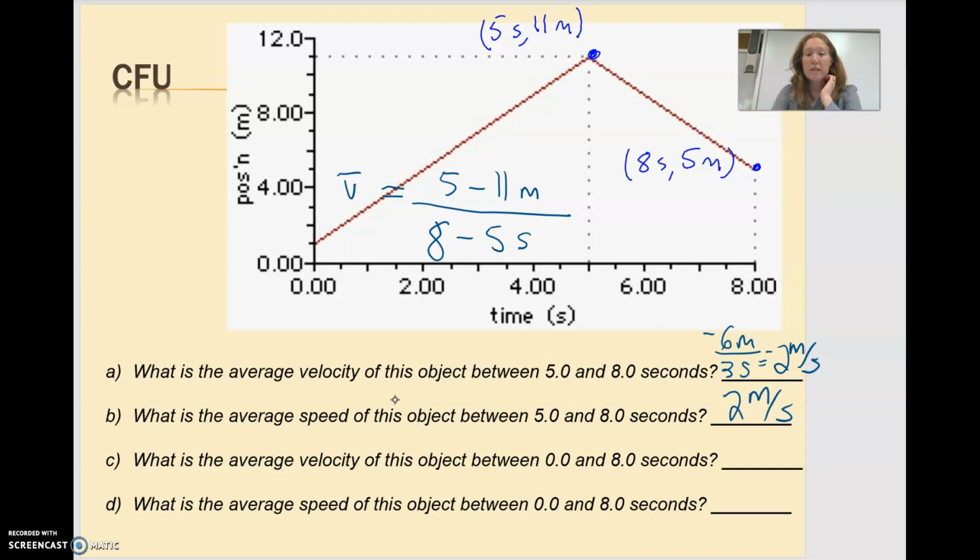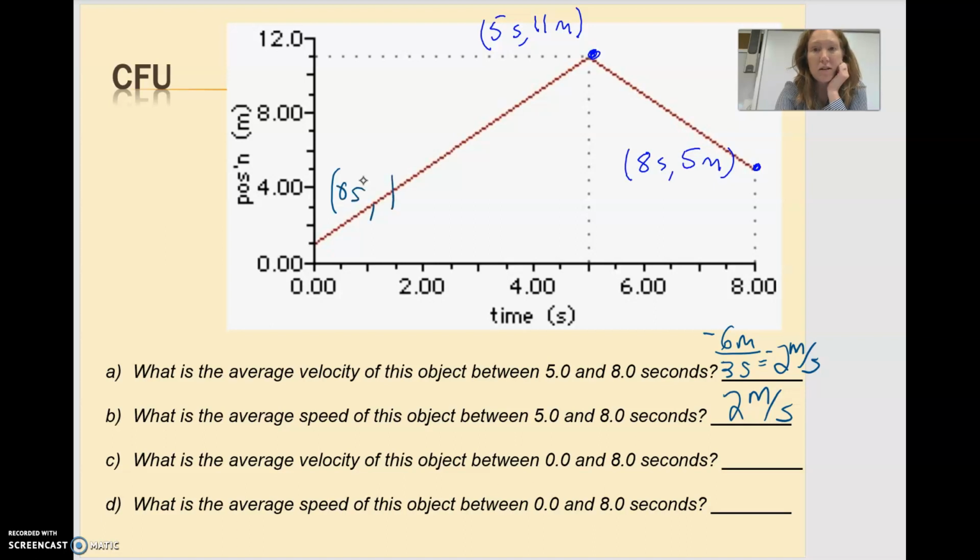Okay. What's the average velocity of this object between 0 and 8? Okay, now I've got a different point, so let me clear this out. Let's label this point. At 0 seconds, it is at 1 meter. Well, then all I care about for average velocity is just displacement over time. I don't care that it went up all the way to 11 and then back down to 5. Don't care. So all I do is basically take the slope of this line.